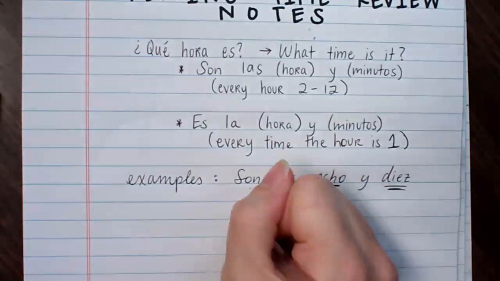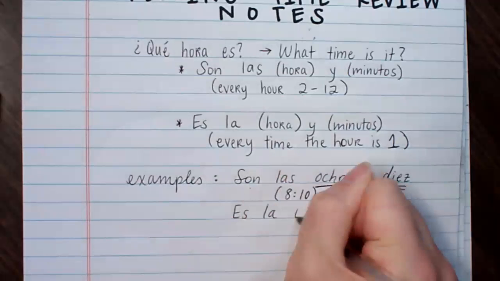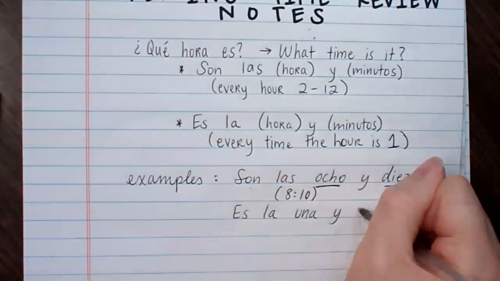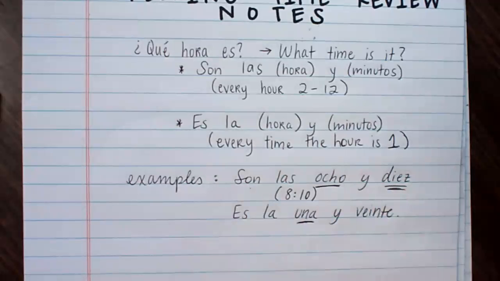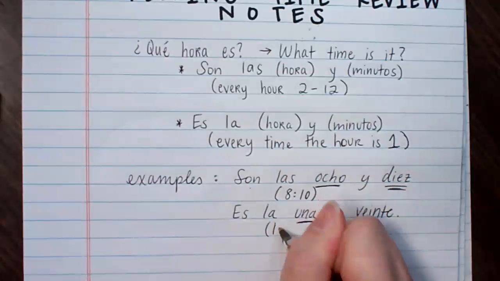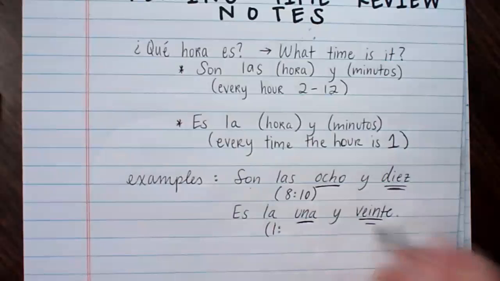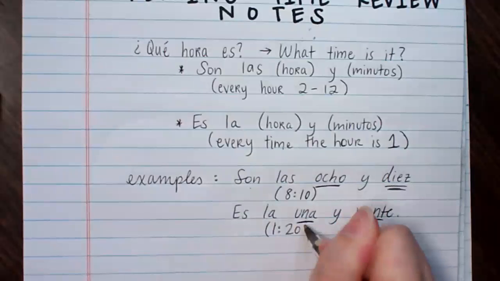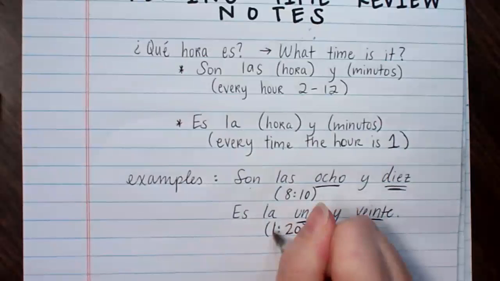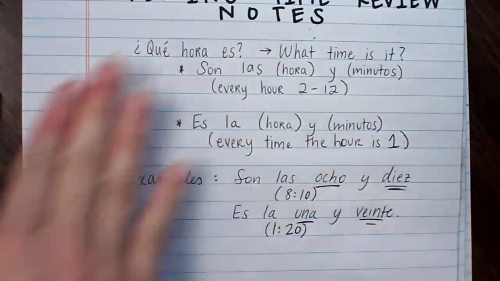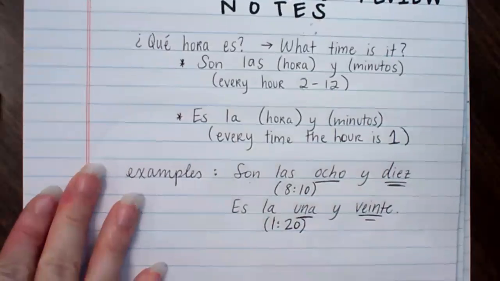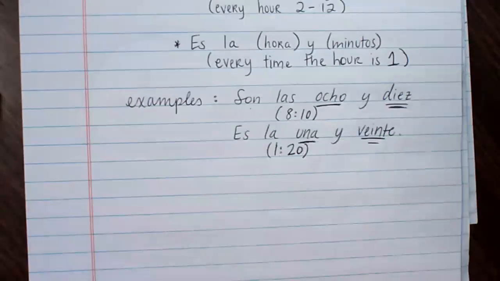Another example, if I say es la 1:20. So una is the hour. We know una is 1. Y 20 is the minutes. So 1:20. So this is like the bare minimum that you need to know. But to really excel, there's a bit of lingo, there's a bit of extra vocabulary that is really going to push you over the edge.